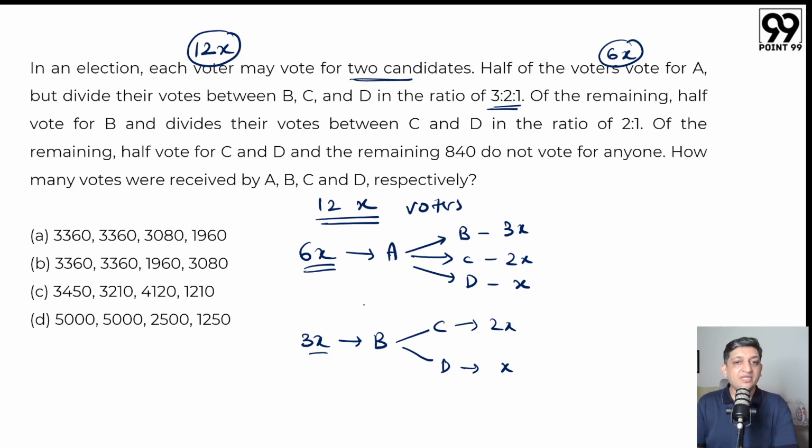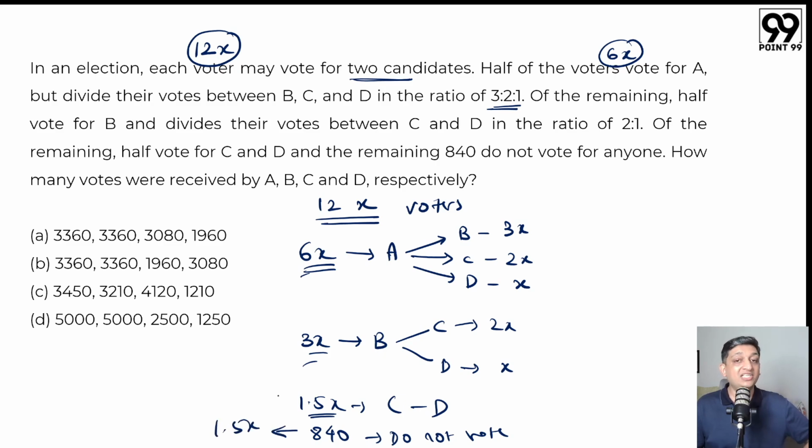Of the remaining 6X, 3X are done. So we are left with 3X. Of the remaining, half vote for C and D. So 1.5X will vote for C and D. And the remaining 840 do not vote for anyone. So I have to understand 6X, 3X, 1.5X is already done. So we are done with 10.5X. So 840 corresponds to 1.5X. That is what I know.